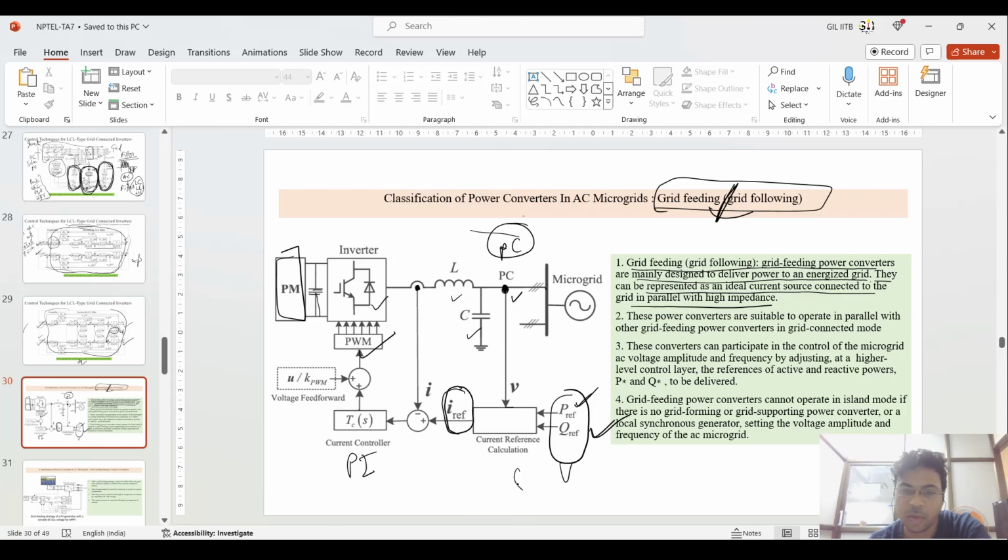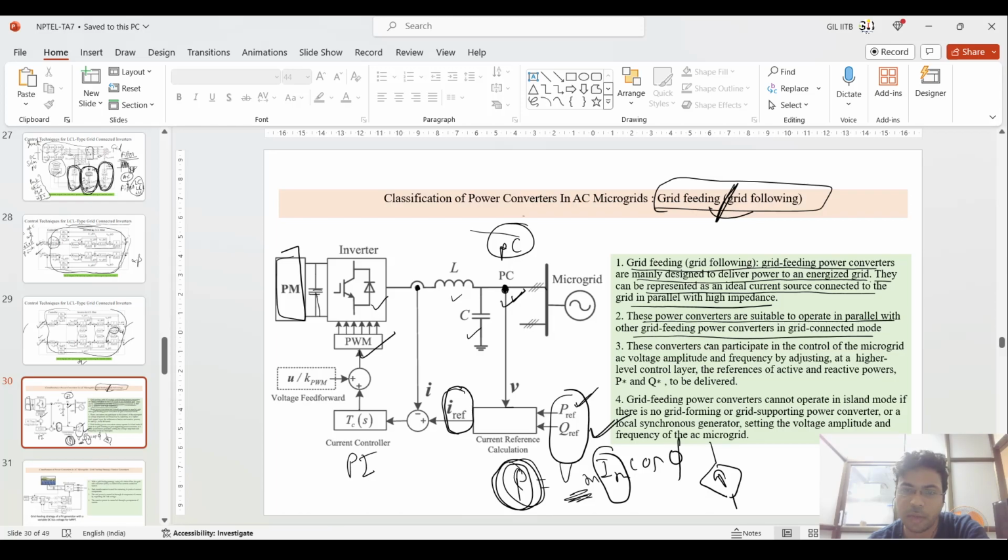Okay. Why? Because the P and Q reference are taken, I am maintaining the voltage as a constant, because P is equal to V RMS I RMS cos phi, and this current source I will vary as compared to this P. Okay, but I am maintaining this voltage as a constant through this point of common coupling voltage reference.